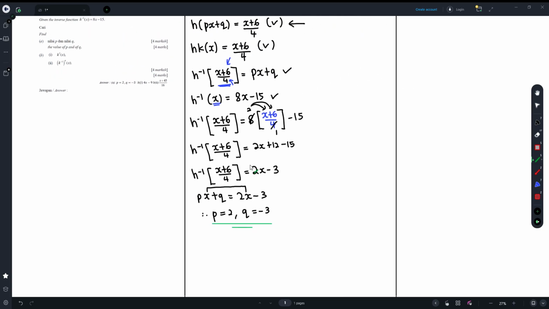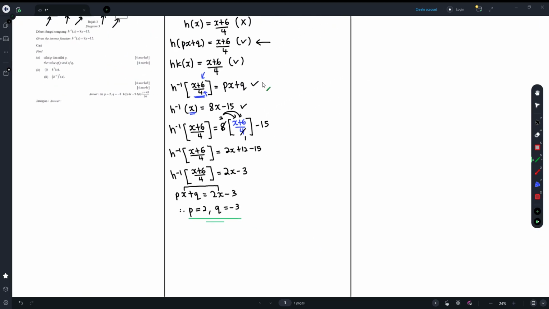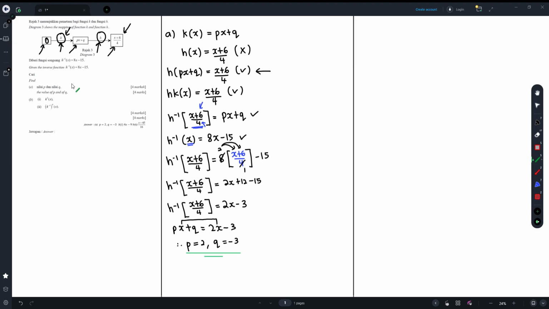So I hope you guys are clear in this area. If you guys are okay, we can continue to part B1 and B2.